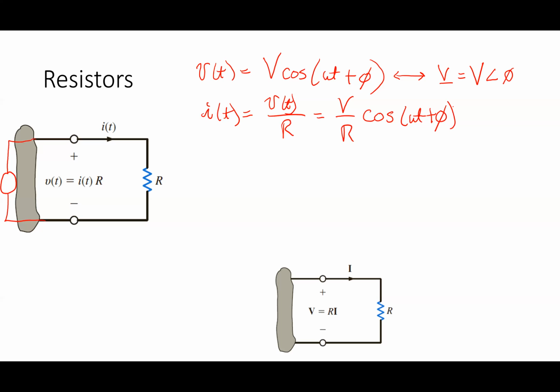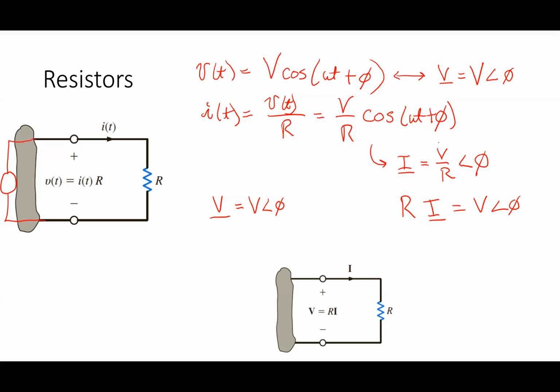What about I here? Is it V over R angle phi? Yeah, V over R with an angle of phi. And if I look at this for a second, V is equal to V angle phi. And if I move the R over, couldn't I write R times I is equal to V angle phi? Just multiply both sides by R.